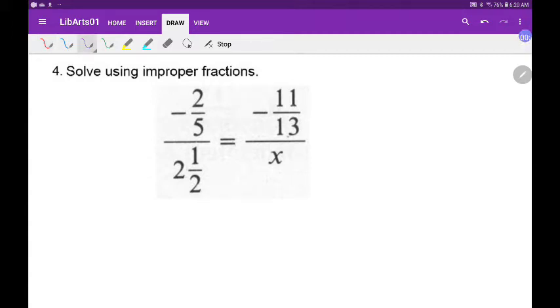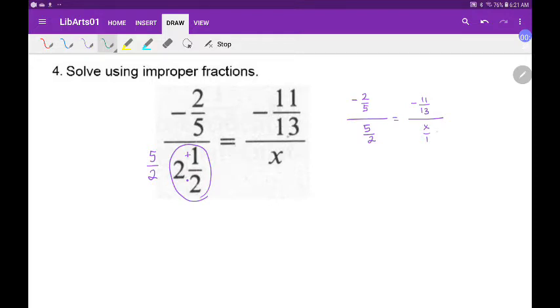Okay, so we're going to use improper fractions for this. Let's rewrite this because I'm going to change this to 5 over 2. 2 times 2 plus 1 is 5 over the same denominator, 2. So I'll say negative 2 over 5 over 5 over 2 is equal to 11 over 13 over x over 1, if we're being honest.